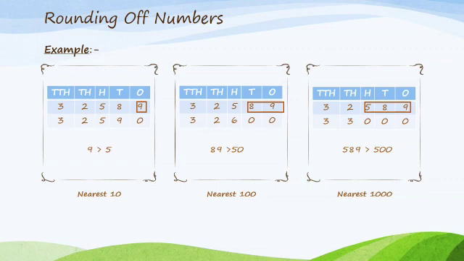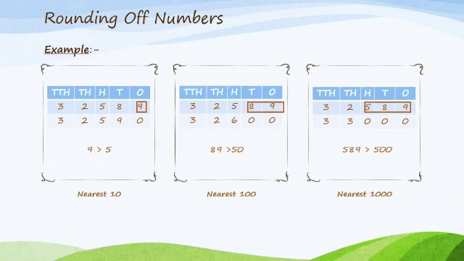Look, to round off to the nearest 10, look at the digit at the ones place. At the ones place there is the digit 9, which is greater than 5. So the nearest 10 is 90 instead of 89. So the number is 32,590.